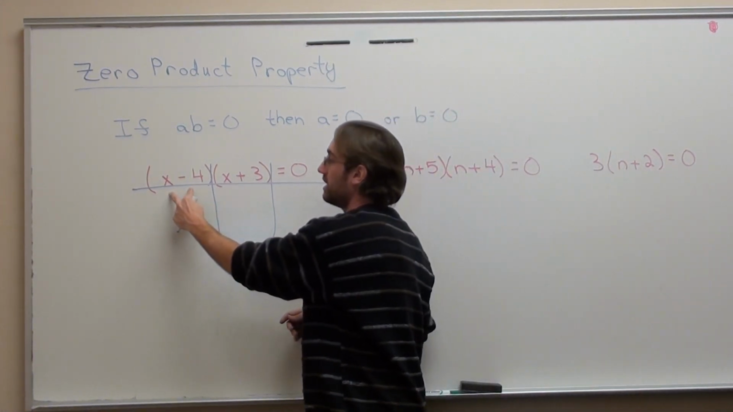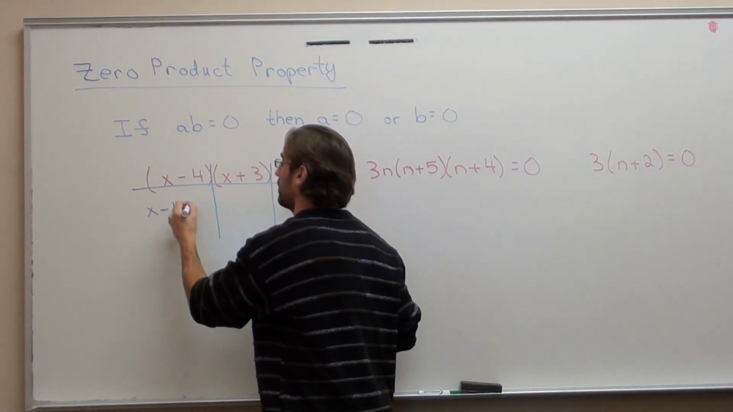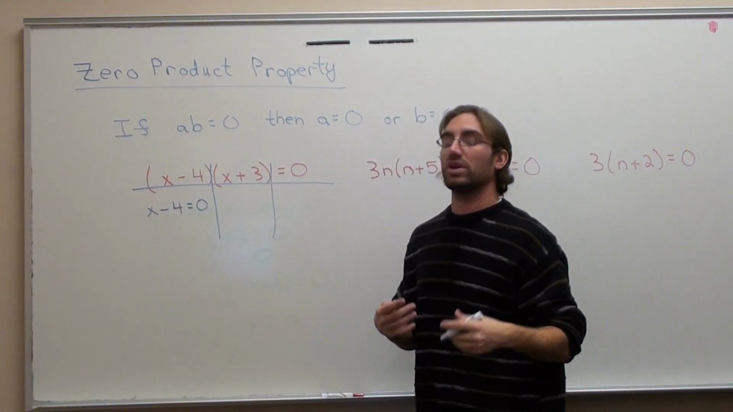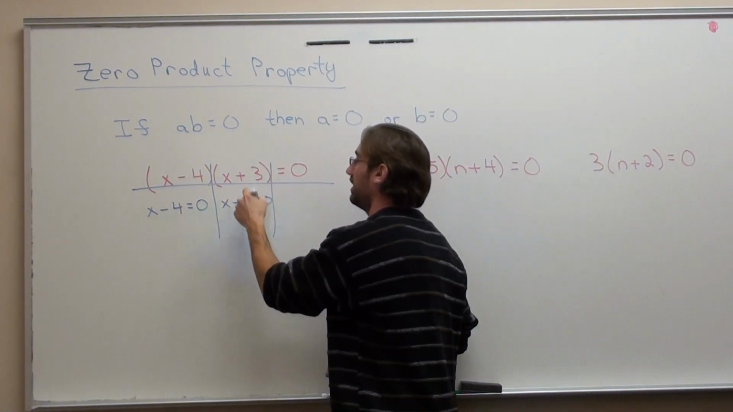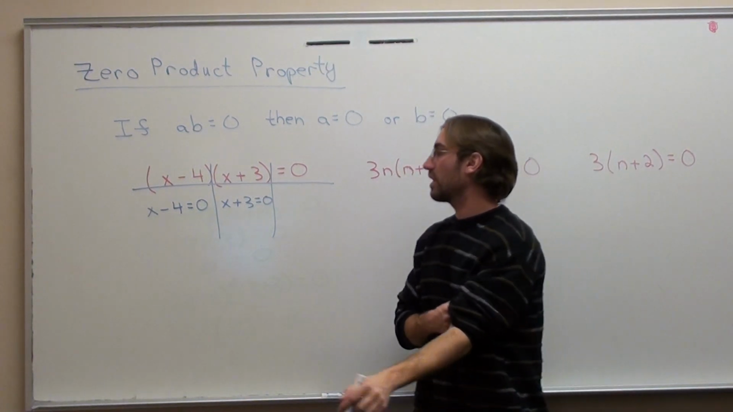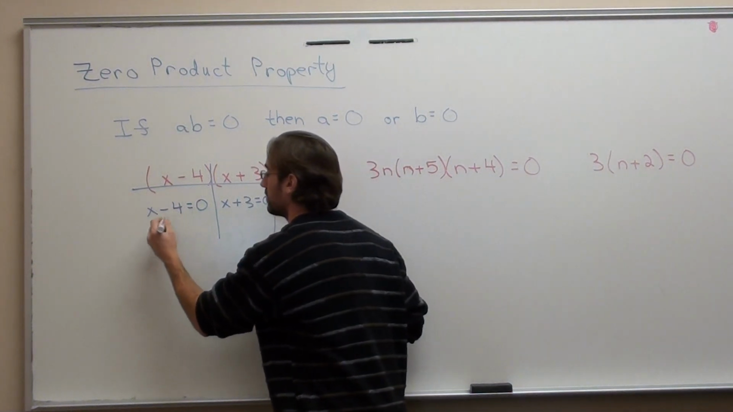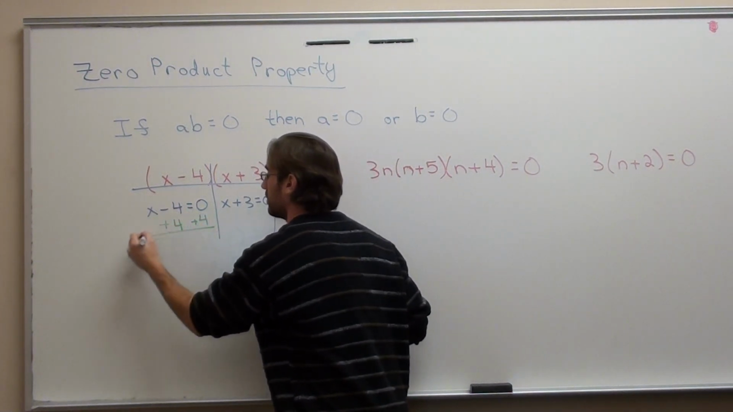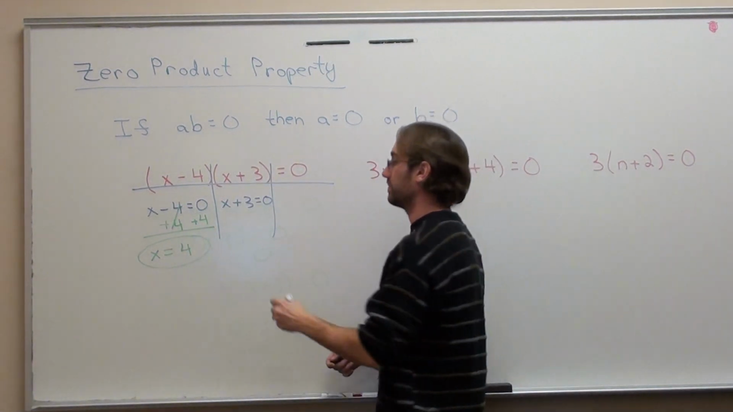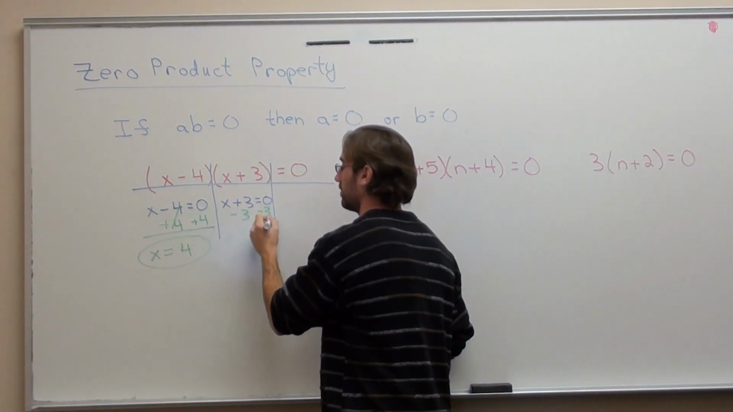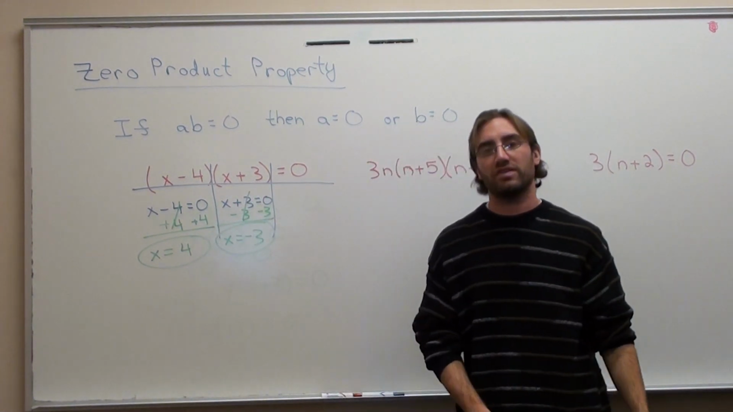You take each quantity and you set it equal to 0. x subtract 4 equals 0, and x plus 3 equals 0. Solve for x for both of them. x equals 4 works, or x equals -3 works.